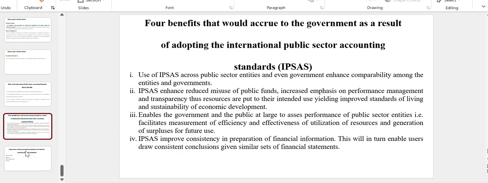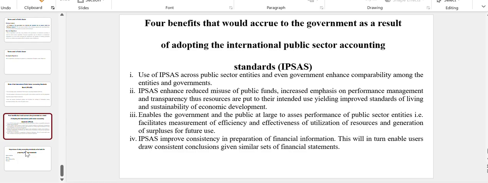That means if you're an accountant in the public sector and you are employing IPSAS, you cannot misuse public funds, because you are going against the provisions of the International Public Sector Accounting Standards, and it's a law. And when you go against a law, you can be prosecuted. Okay, it enhances trust and credibility among members of the public.